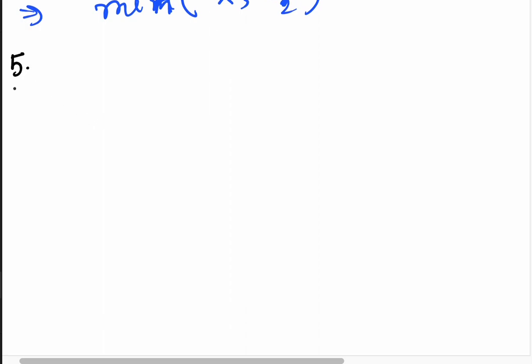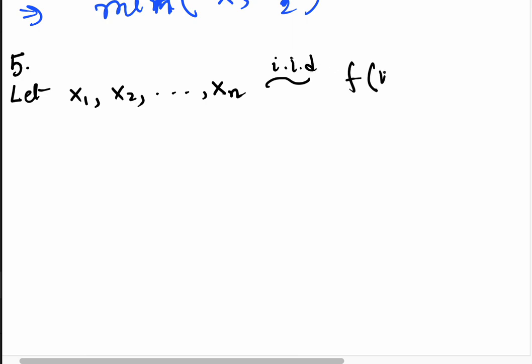So here the question is, let X1, X2, ..., Xn be a random sample from a continuous distribution with probability density, I mean, these are IID random variables with probability density e to the power minus (x minus theta), where x is greater than theta.